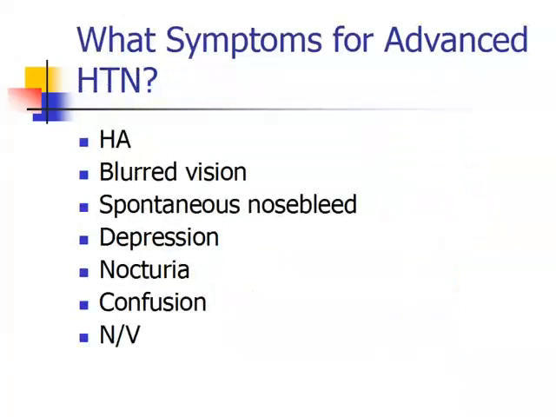With those patients that have significant elevations in advanced hypertension, the patients may actually develop headaches and blurred vision, spontaneous nosebleeds, depression, nocturia, confusion, and nausea and vomiting.